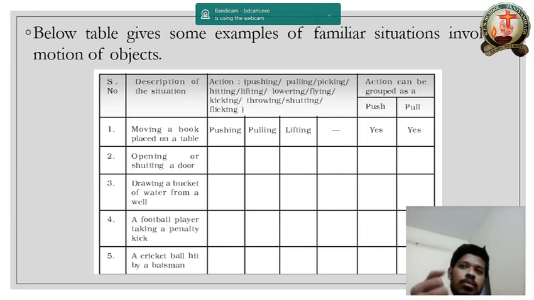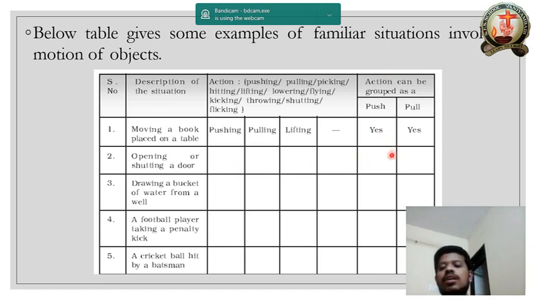So the girl was trying to open the door. As I said, you can either push the door, or you can also pull the door. Pushing means moving away from you. Pulling means moving towards you. Any other thing you can do, you can also shut the door, right? You can close the door. That is called shutting. So these three actions you can do. So you have to write here pushing, pulling, and also shutting.